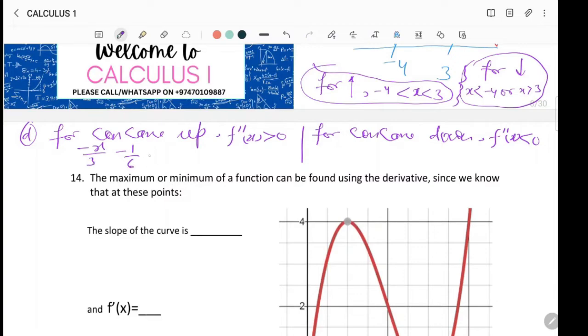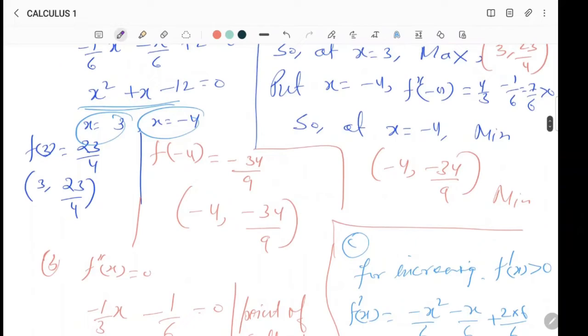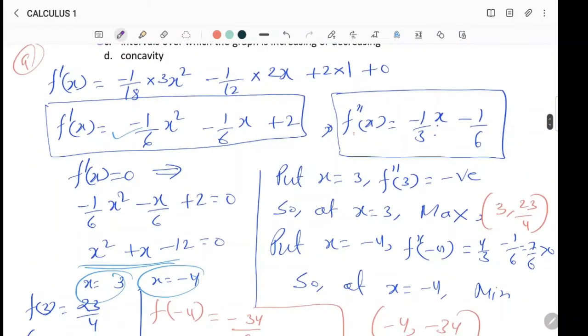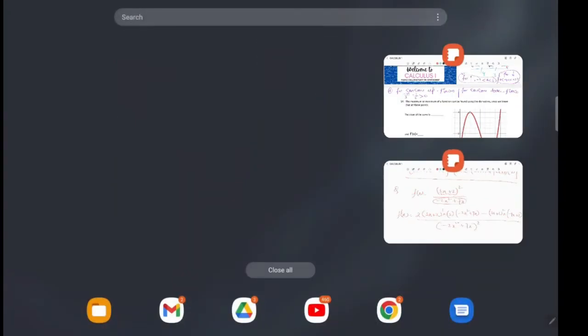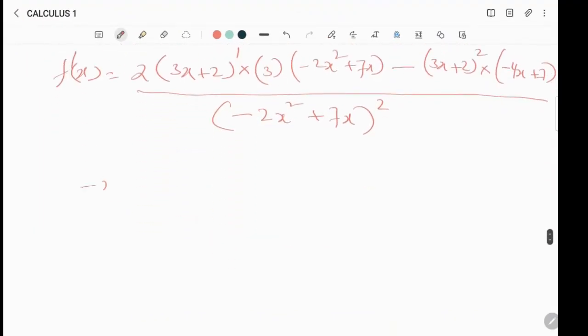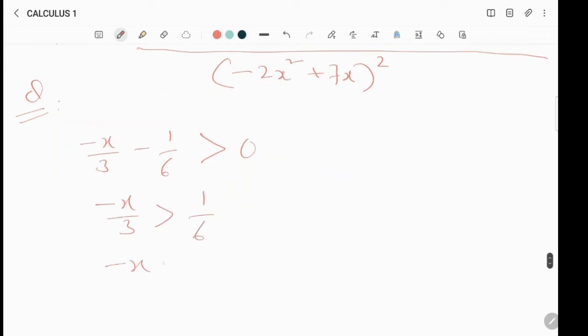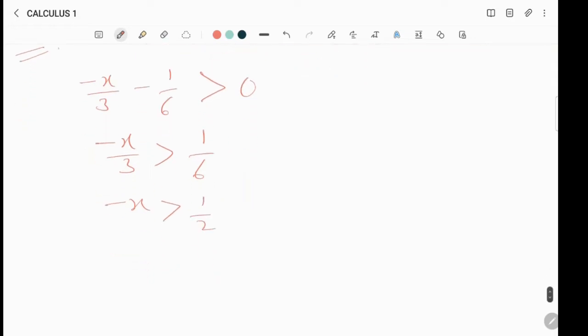So minus x over 3 minus 1 over 6 greater than 0, right? Let me explain how I'm going to solve the D part here. Minus x over 3 minus 1 over 6 is greater than 0, right? So minus x over 3 is greater than 1 over 6. Multiply by 3, guys. So minus x is greater than 1 over 2.